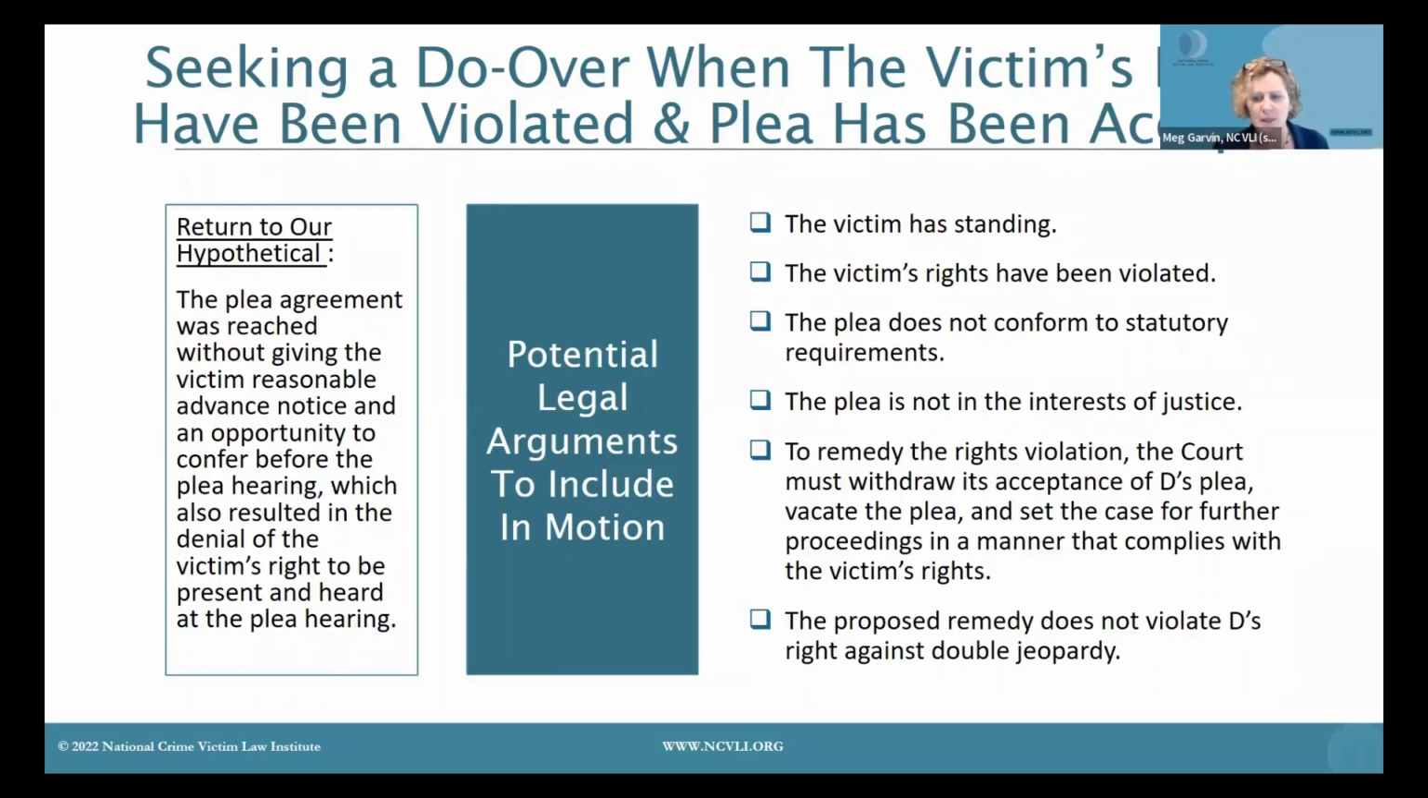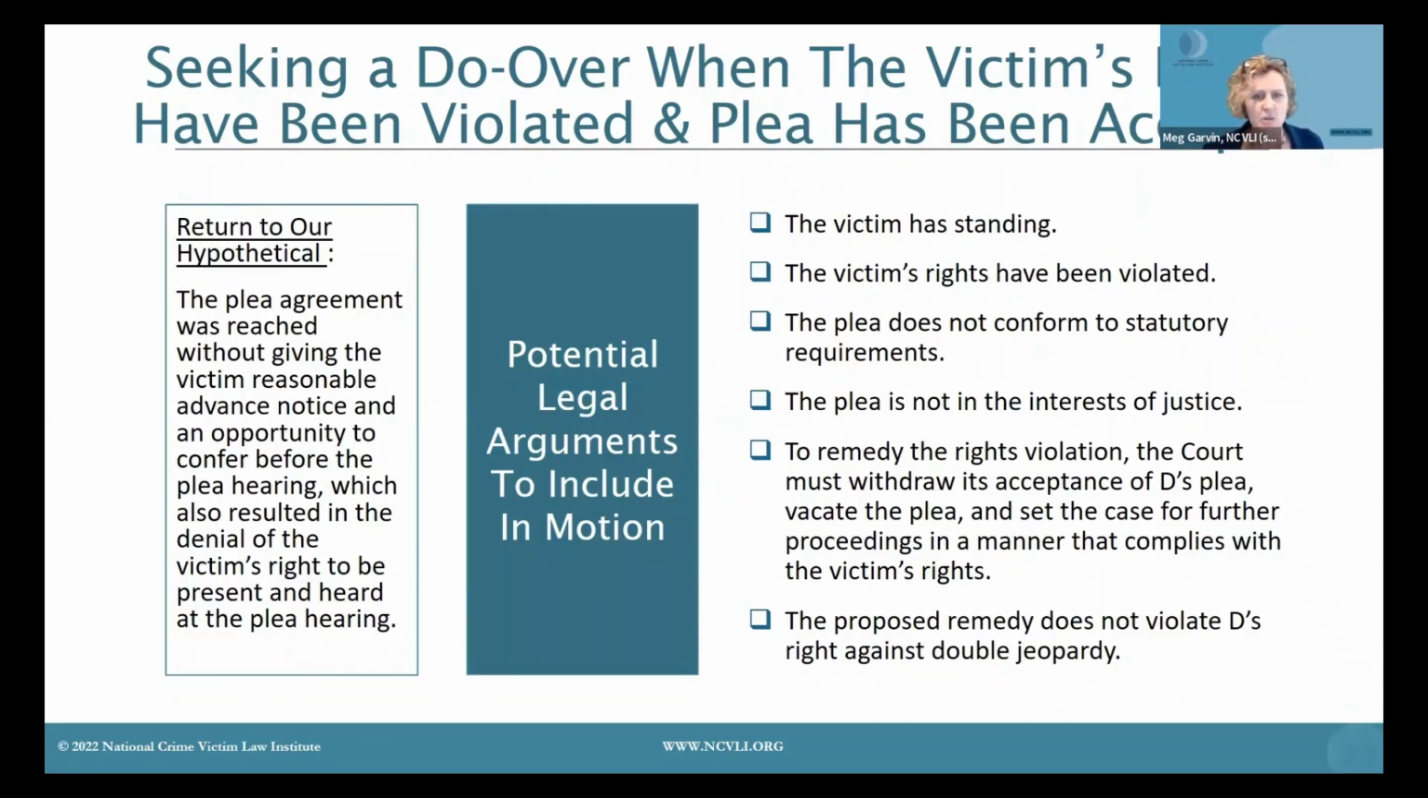And the arguments we can include: the victim has standing. Federally, we know there's Article 3 standing. Every jurisdiction in the country has something similar, but if you meet Article 3 standing, injury, causation, redressability, you're going to meet standing in your jurisdiction. The victim has standing. The victim's rights have been violated. The plea does not conform to statutory requirements. That might be one where you can check the statutory requirements for how the plea had to happen. Often it will say the victim had to be notified.